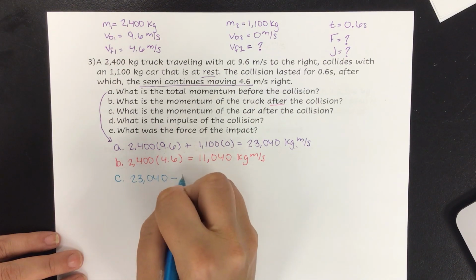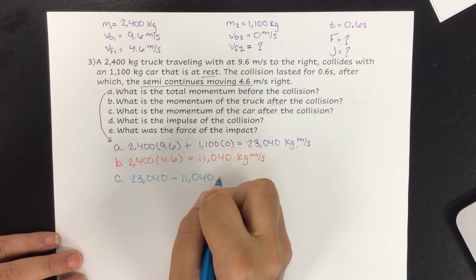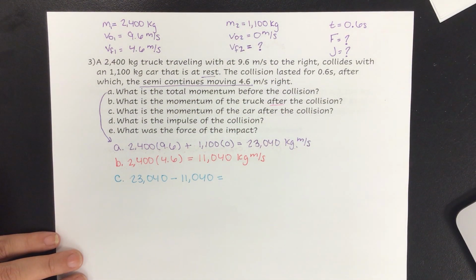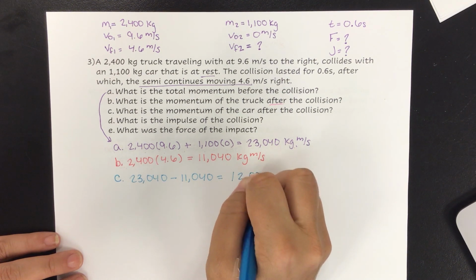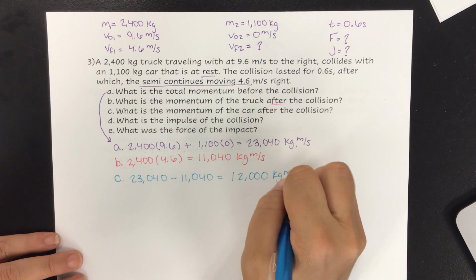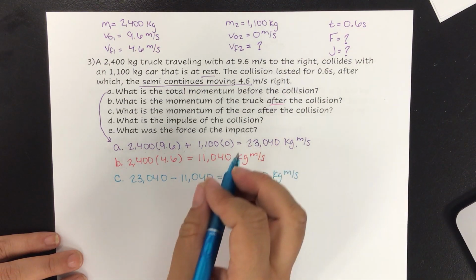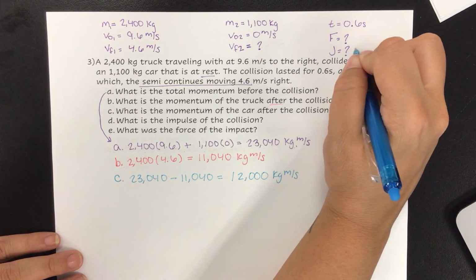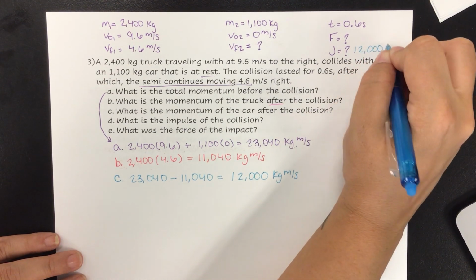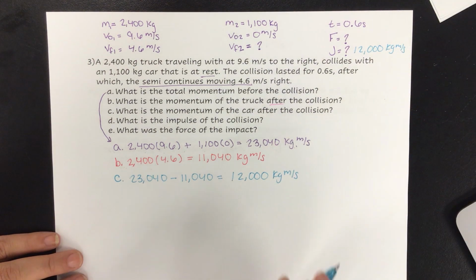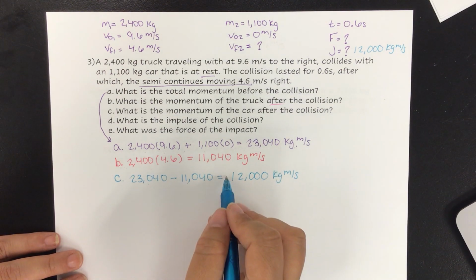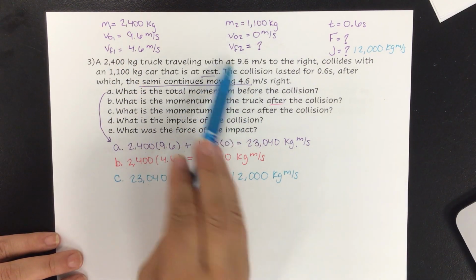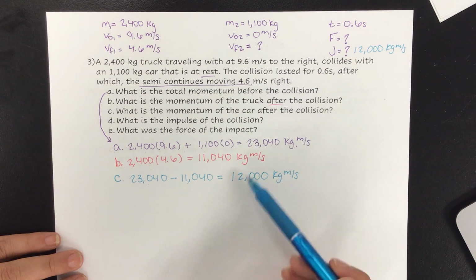So I'm gonna take 2340 minus 1140, which is gonna equal 12,000 kilograms meter per second. Okay, so it lost 12,000 kilogram meters per second in momentum. Technically I should have had these switched. I should have done my PF minus my PO because it would be negative because the truck lost, but since we're going to be looking at what the car gained, it's okay that I left it this way.